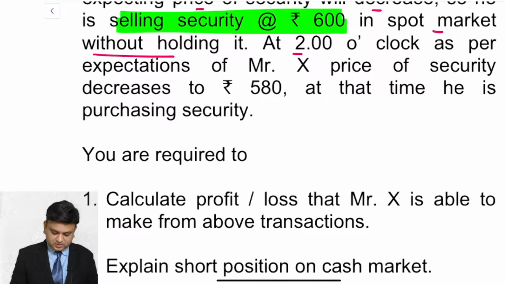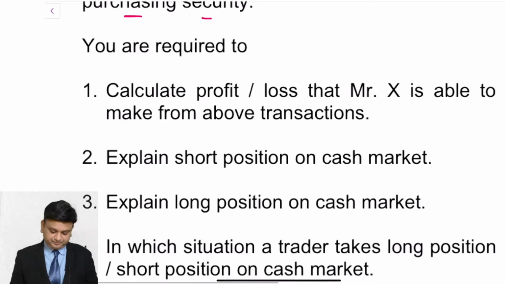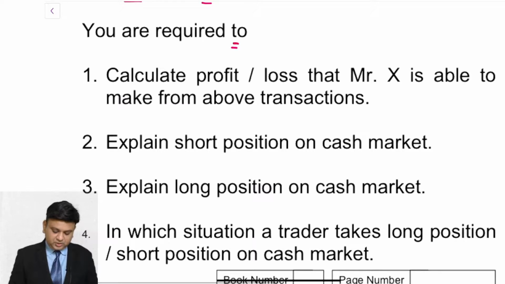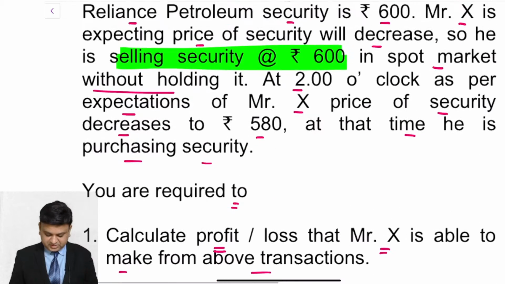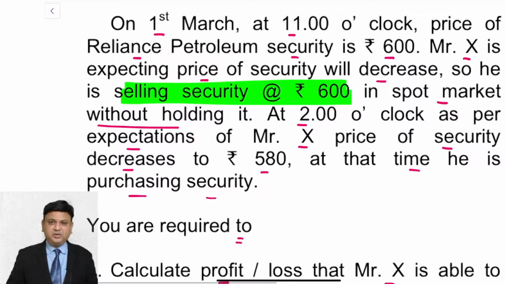At 2 o'clock, as per the expectation of Mr. X, the price of the security decreases to 580. At that time, he is purchasing the security. You are required to calculate the profit or loss that Mr. X is able to make from the above transactions. I want you to give the answer of the question in the chat box, say for the first part of the question.